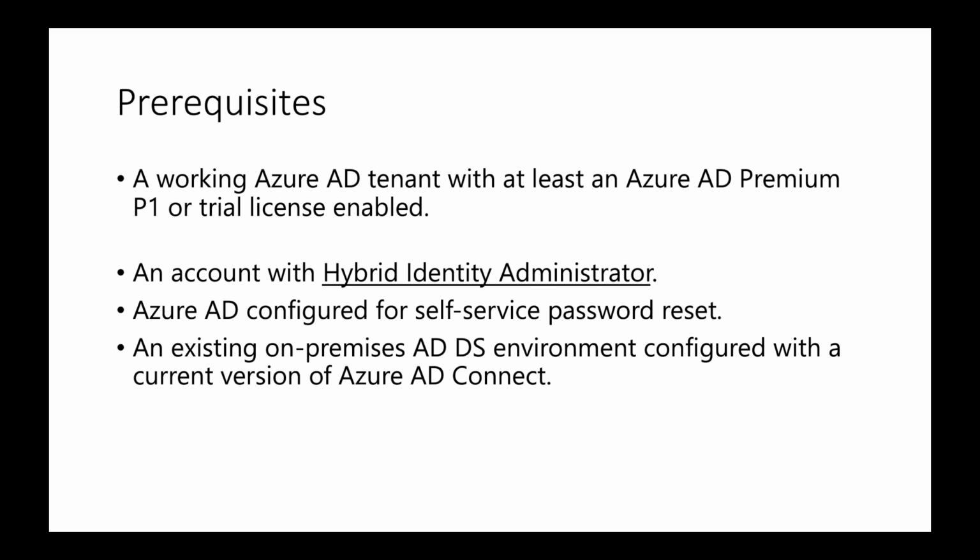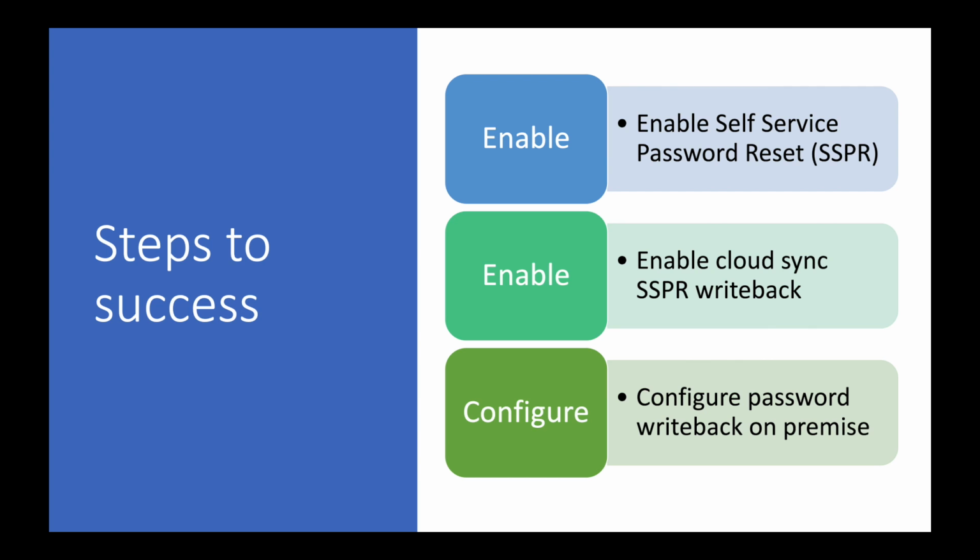So that's one of the things that you want to do for password write-back. In terms of setting up our environment and getting things going in this how-to video, here are some of the prerequisites. A working Azure AD tenant with at least an Azure AD Premium P1 or trial license enabled. An account with a hybrid identity administrator role. Then we'll need an Azure AD configured for self-service password reset. And then an existing on-premise ADDS environment configured with a current version of Azure AD Connect.